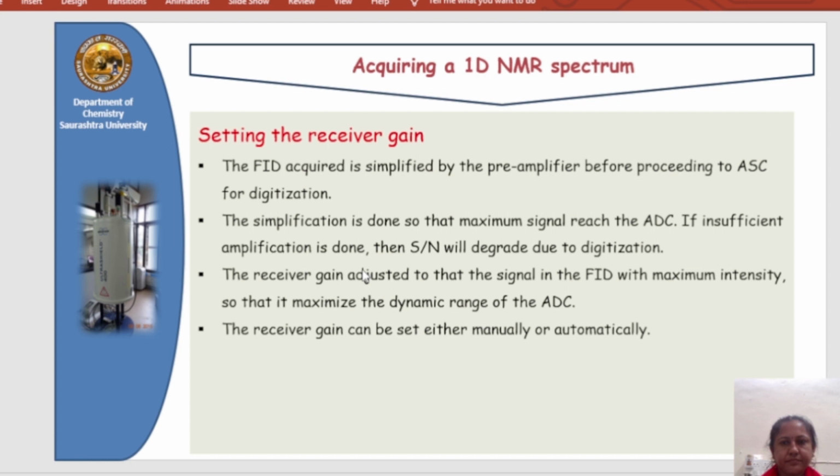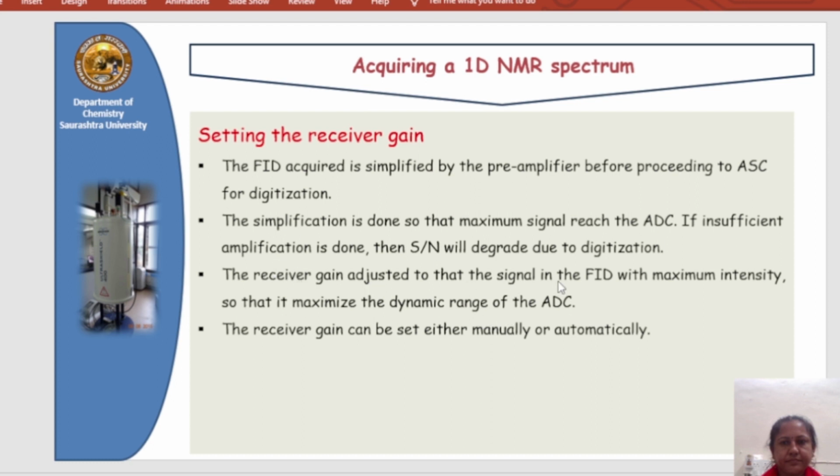The ADC works not only for the sample signal but also for the solvent signal. So if we amplify the signal of the sample, the solvent signal is also amplified simultaneously. Sometimes the sample signal gets merged with the solvent signal, so we cannot find it. If the solvent concentration is high, the signal exceeds the range of the ADC, which is known as overflow of the ADC.